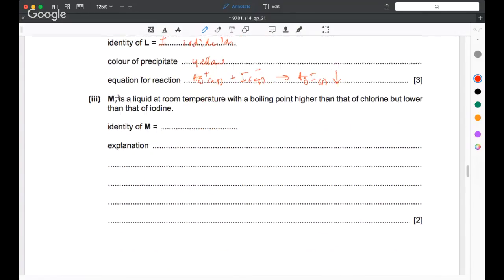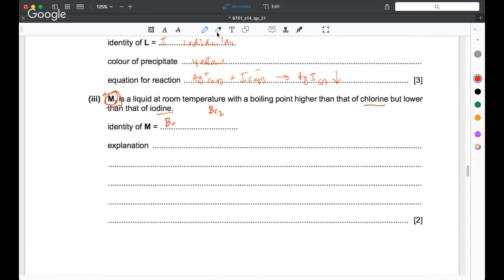Last one, you know that the halogen elements form these diatomic molecules. So M2 is a liquid at room temperature. It's got a higher boiling point than chlorine, but a lower boiling point than iodine. The identity of M is bromine. Now, strangely enough, the mark scheme said Br2, and that's wrong, actually, isn't it? Because Br2 is the molecule, but the identity of the atom within that molecule is bromine.